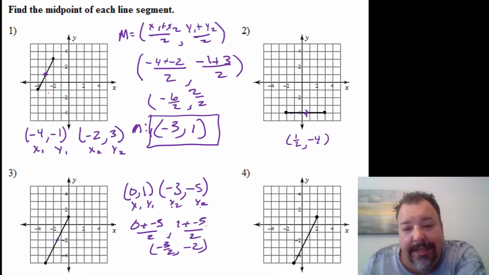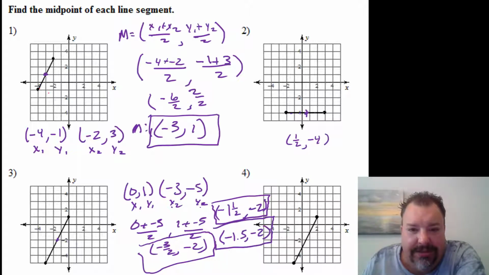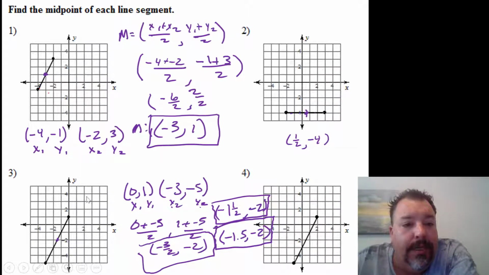So we could write it this way. So this is one way to write the midpoint. You could also write it as -1.5 as a mixed number, -2. That would be another way to write it. Or, let's put that in parentheses. Or we could write it as -1.5, comma, -2. So we got 3 different ways we could write it with this fraction. So that is the midpoint formula.